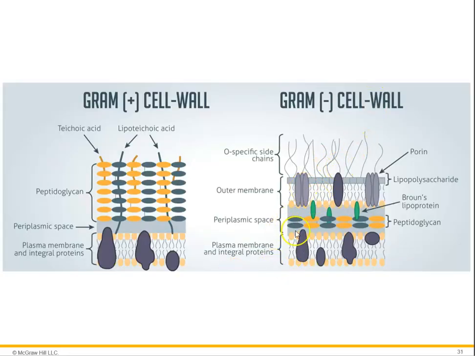Here we have the gram-negative organism. You can see the cell membrane here, the outer membrane here, and the space in between is the periplasmic space, which contains a thin cell wall composed of peptidoglycan. You can see the porin molecules here in the outer membrane, and it also contains lipopolysaccharide.